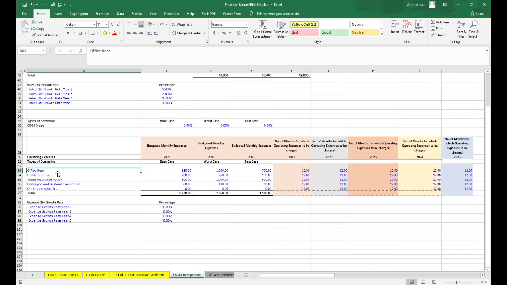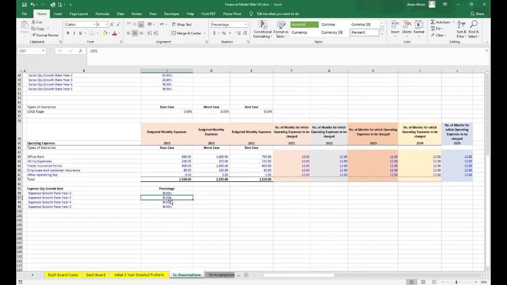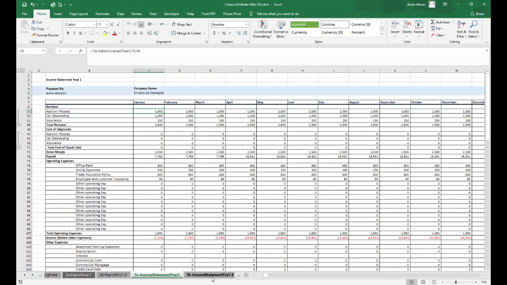I have assumed that our first expense is 850 pounds in the first month, in base case, in our normal condition. But if the condition is worse, then the case will be 1,000 per month, and if the condition is best, then 700. And similarly, utility expenses, trade insurance, employees benefits, and so on. These are all the expenses. I have assumed a growth of 10% in expenses every month. If you don't want to increase expenses in each month, then you may put a 0 here.